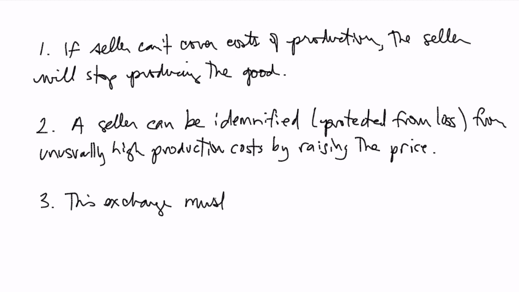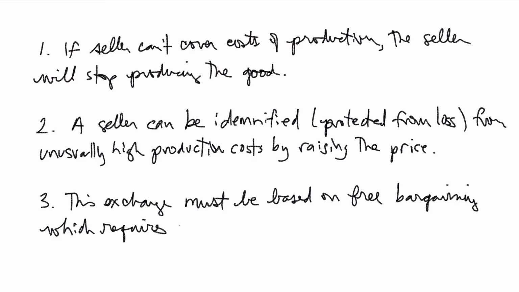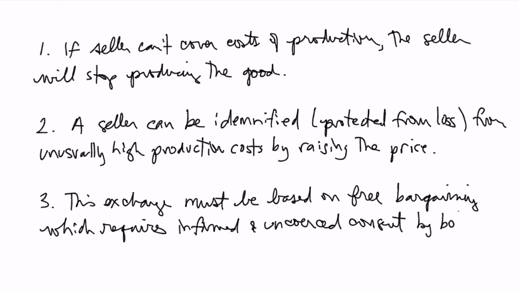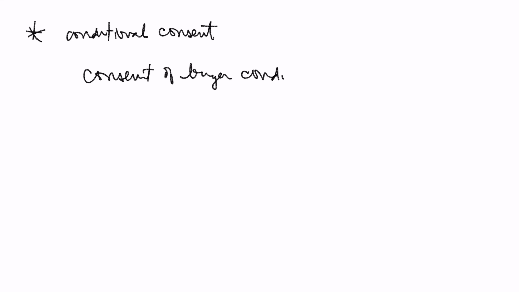This exchange must be based on free bargaining, which requires informed consent by both parties and the absence of coercion through unequal economic power or situational duress. There's that asterisk again. Exchange needs to be voluntary contracting and protected against what the scholastics called conditional consent, which means the consent on the part of the buyer was conditioned on some external factor.